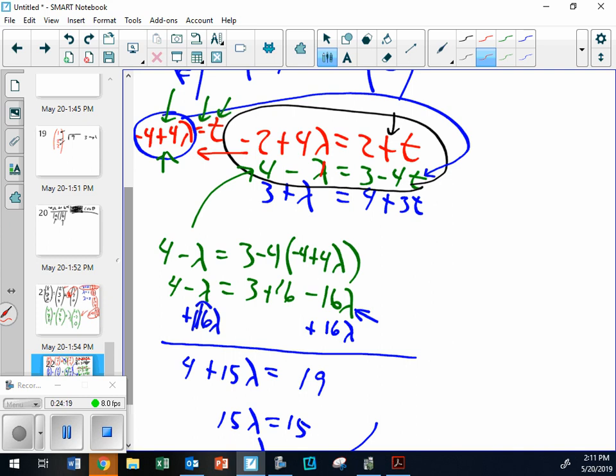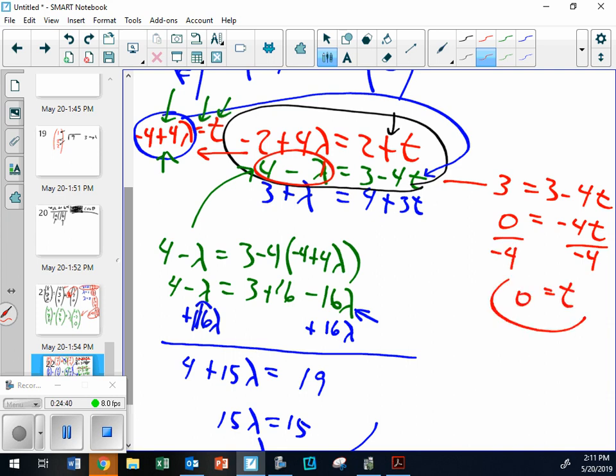4 minus 1 is 3. I'm going to draw it over here. 3 equals 3 minus 4t. Subtracting 3, 0 equals negative 4t. And some people freak out when there's a 0, like, oh, I did something wrong. No, you didn't. And then I'm dividing by negative 4. 0 divided by something is just 0. Woo, t equals 0.